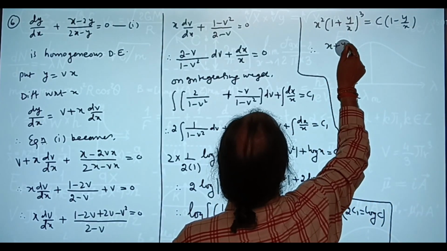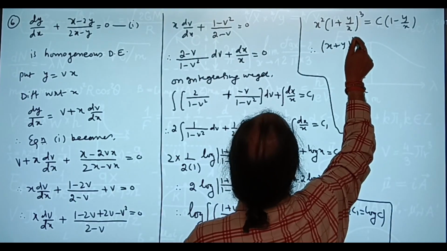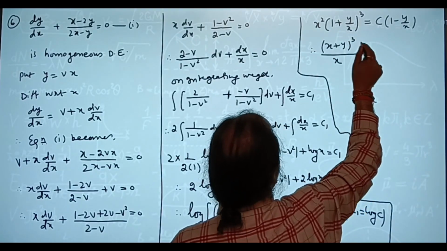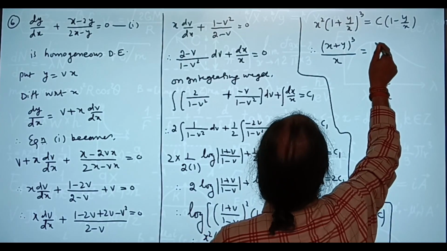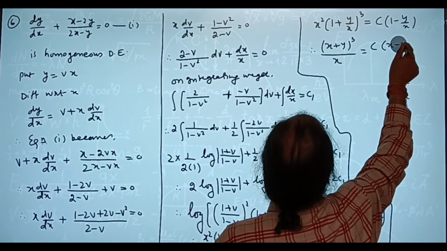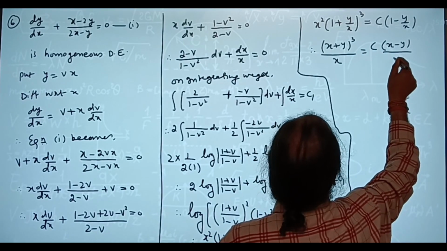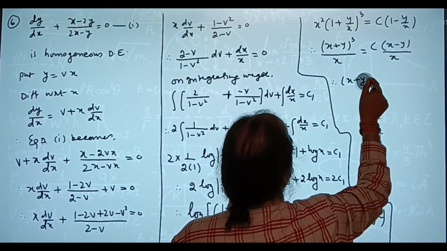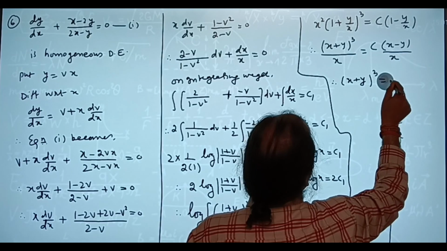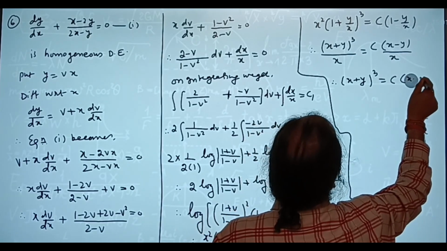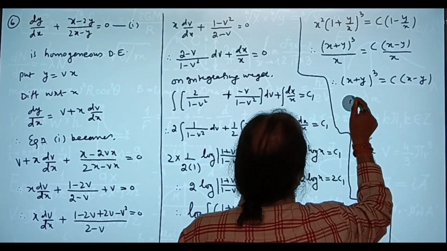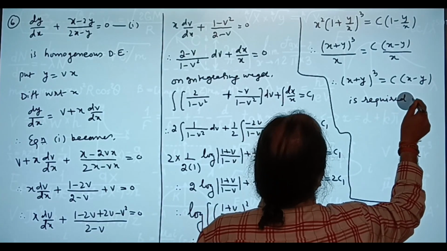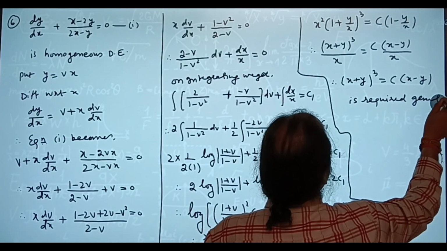x plus y cube divided by x, because x cube and x square will get cancelled, is c into (x minus y) by x. x will get cancelled, so I'll get x plus y cube is equal to c into (x minus y), is required general solution.